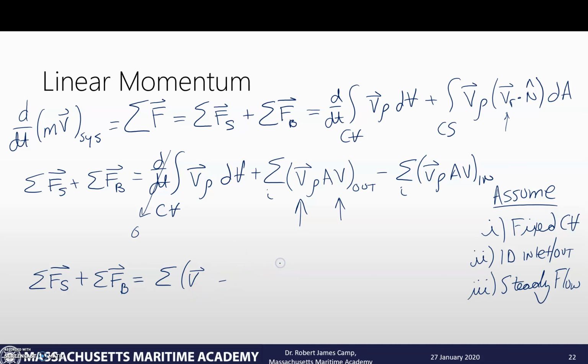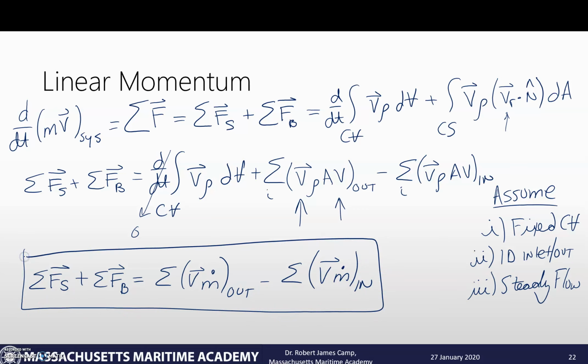This is going to be equal to the sum of v vector rho A v. And in fact, what is rho A v? You can write this even easier. Rho A v is m dot. So it's all that stuff coming out of the system, v vector m dot, minus the sum of v vector m dot coming in. And that's our final formulation of the equation when we assume a fixed CV, one-dimensional inlets and outlets, in a steady flow situation. I actually like writing this better with the m dot because it separates out the velocities. We can calculate m dot, plug it back in, so we hopefully don't get confused with the vector form of velocity and the scalar form of the velocity.